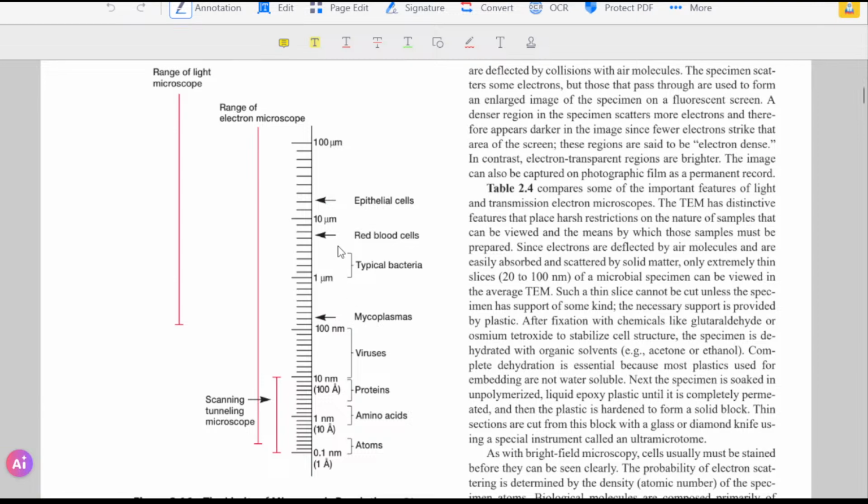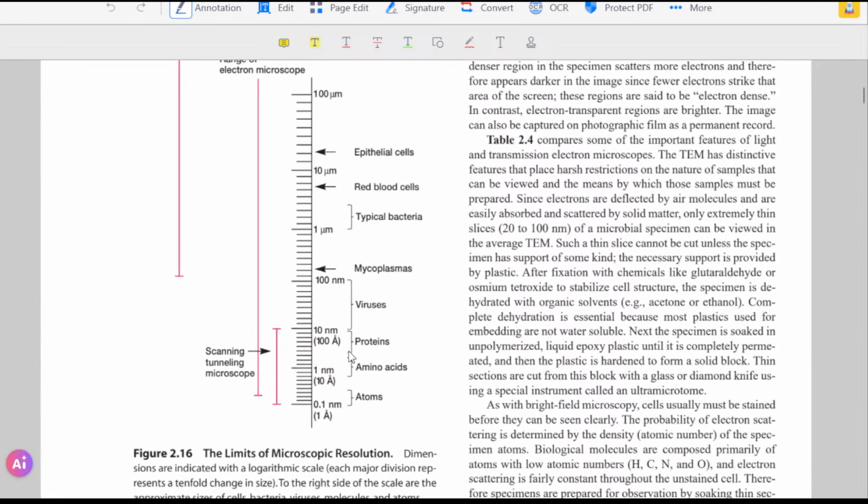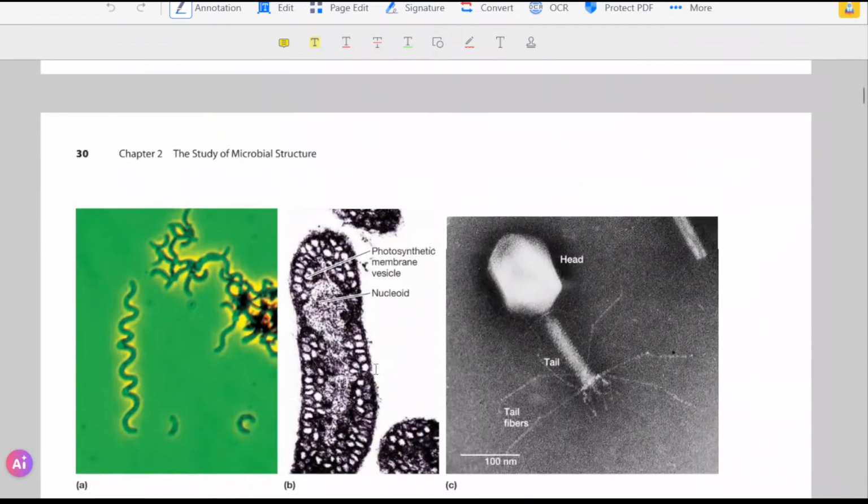Down to mycoplasma, we can see it in the electron microscope and in the light microscope as well, like epithelial cells or red blood cells and the typical bacteria, right? But below that, like the viruses, the proteins, amino acids, the atomic level structures, we can see only under the electron microscope.